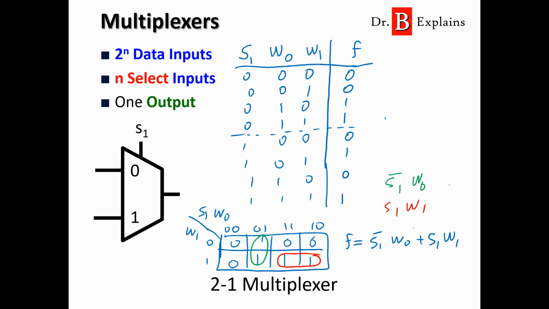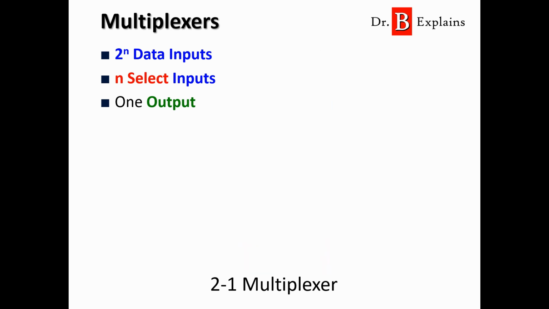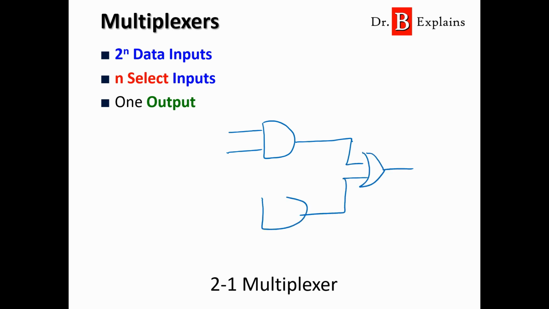And so we draw the diagram for that. W0 I'm going to put here, and then I'm going to put a not. It's going to be S1 and W1. So that will be what's inside the multiplexer block diagram. Okay.